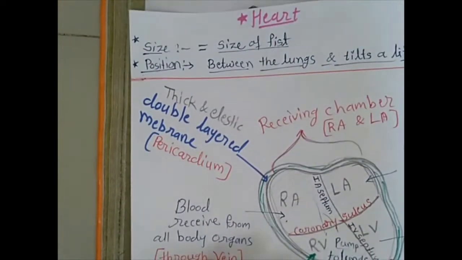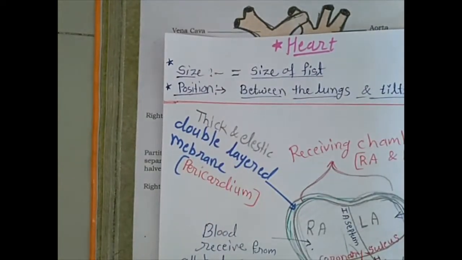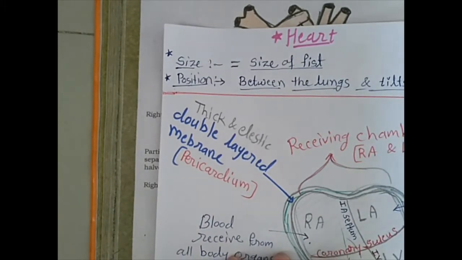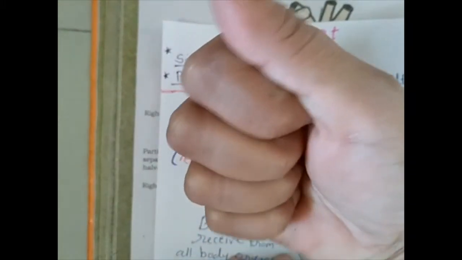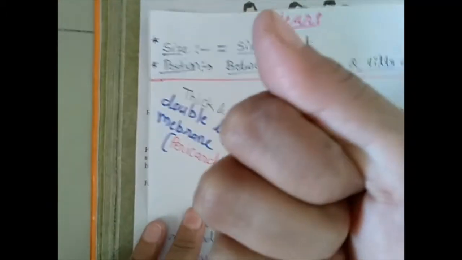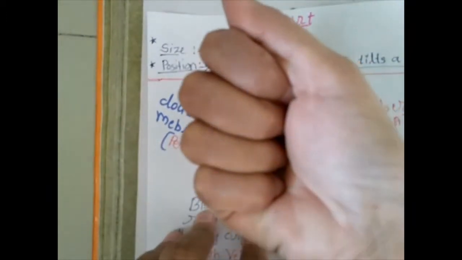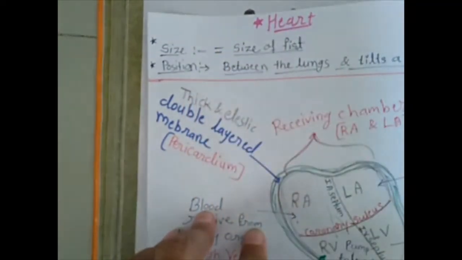Okay, so first of all we will see what is the size of the heart. What is the size of the heart which is present in our body? The size of the heart in our body is equal to our fist. If we make a fist of our hand, the size of our fist is equal to the size of our heart. We can understand the size of the heart by seeing the fist.